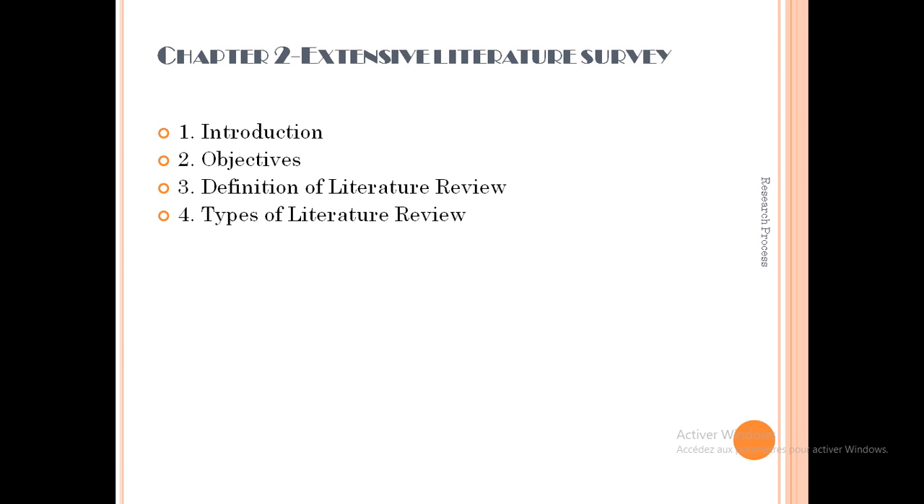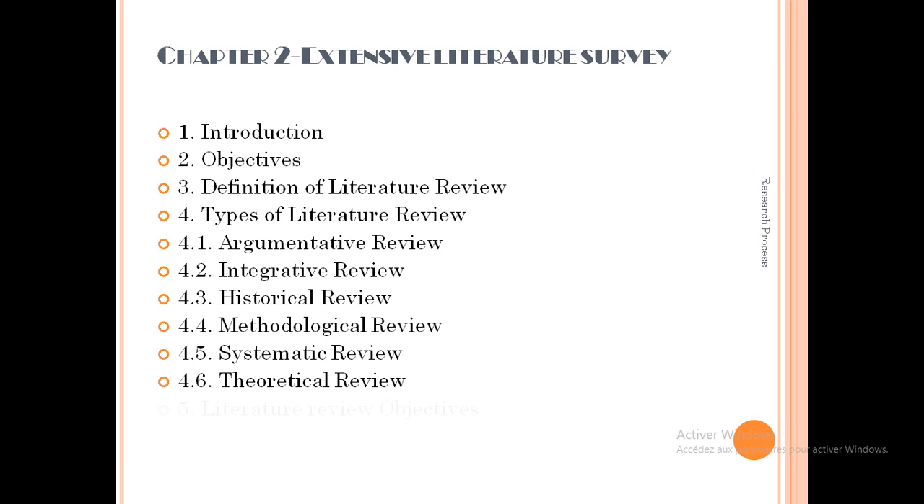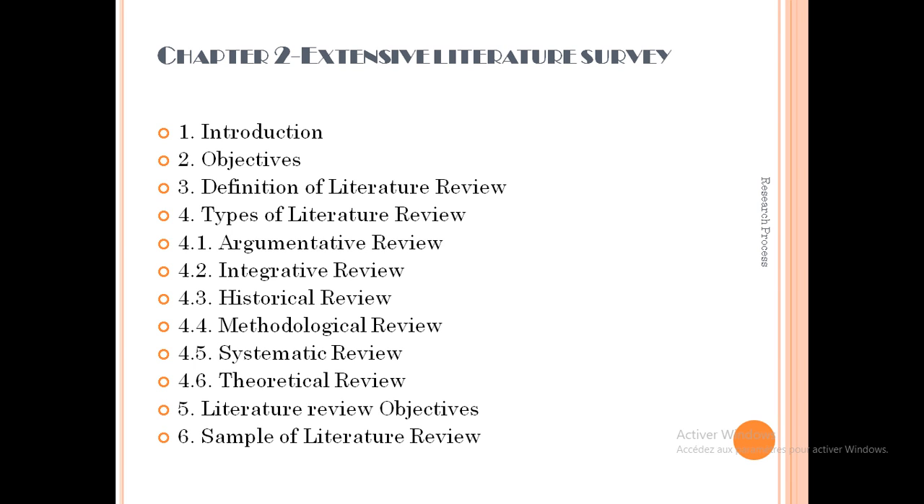You will also specify the type of literature review, and there are some types like argumentative review. It will define the integrative review and historical review, methodological review, systematic review, theoretical review, and after that we move to defining or explaining the objectives of literature review. And last, there is an example sample of this literature review to be shown to you.